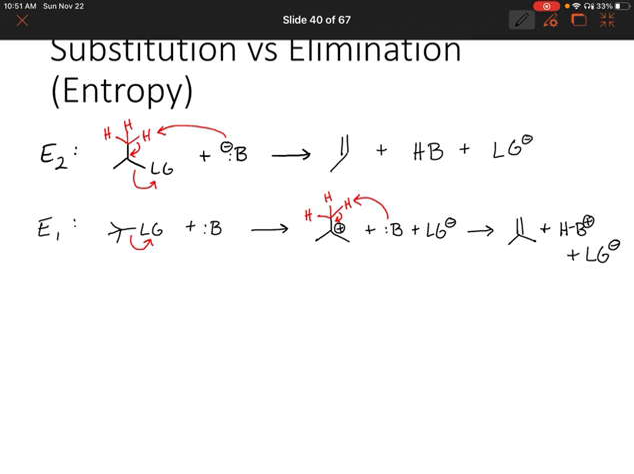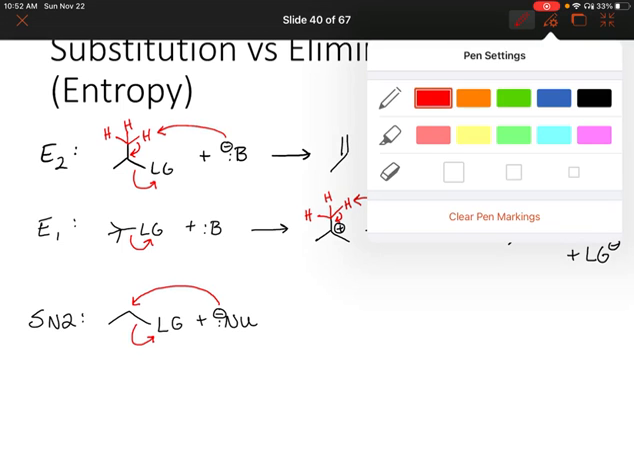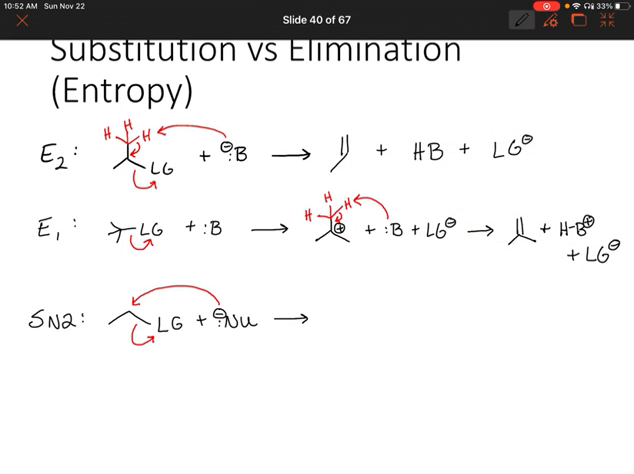Now let's refresh our memories on SN1 and SN2. So for an SN2 reaction, we have a strong nucleophile that is going to attack the carbon next to the leaving group, and the leaving group leaves. So we end up with our new product with the nucleophile attached, as well as our leaving group.